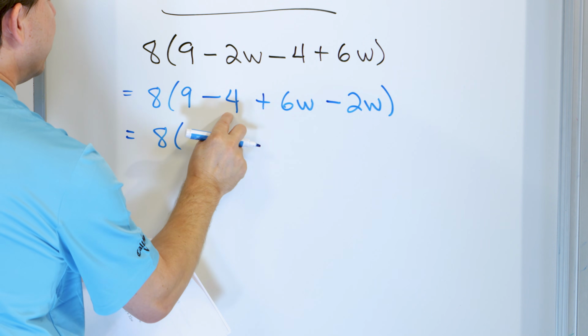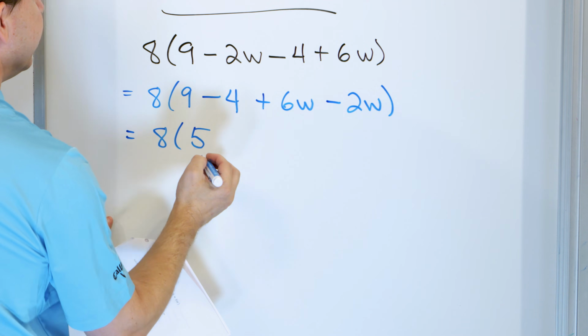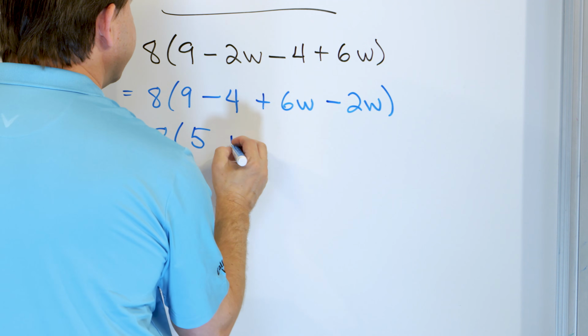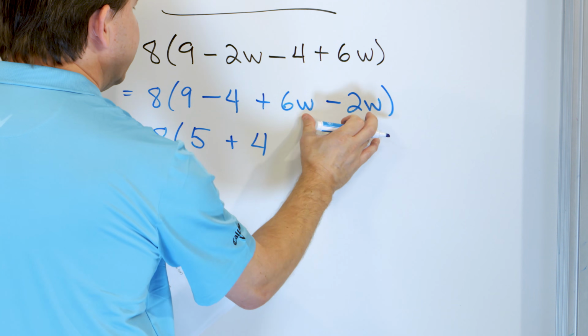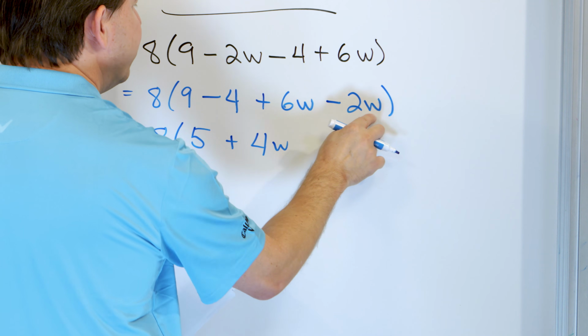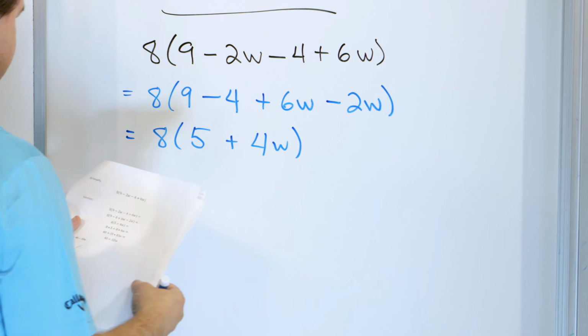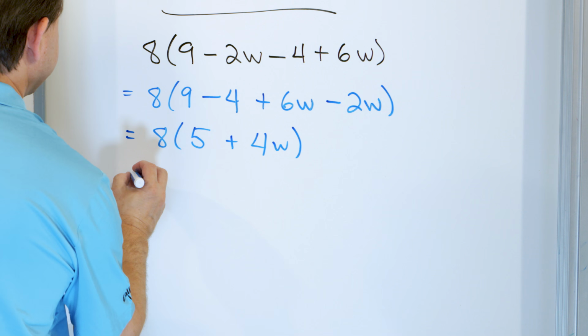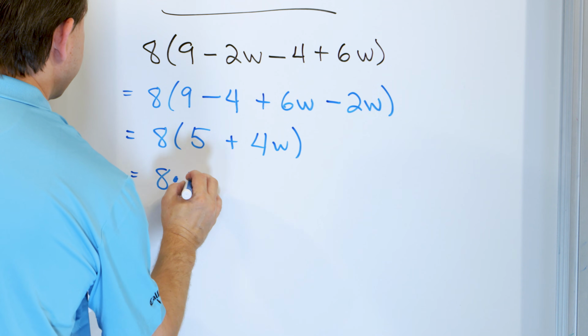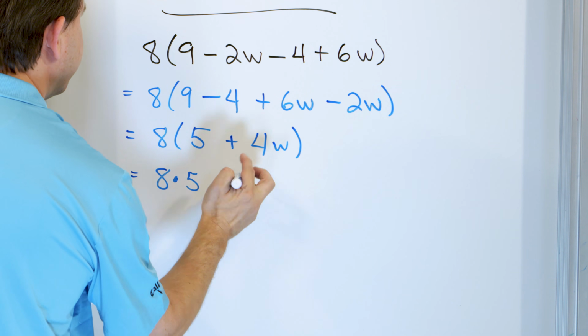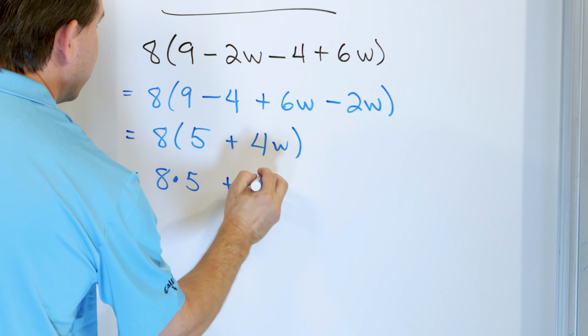So 9 minus 4, these are like terms, is 5. And then 6 minus 2 is 4. And of course, w's here, because it's like 6 whales minus 2 more whales, I have 4 whales. And then finally, we can distribute. Here we have 8 times 5 by multiplying this one. The plus sign comes here, and then the 8 times the 4w.